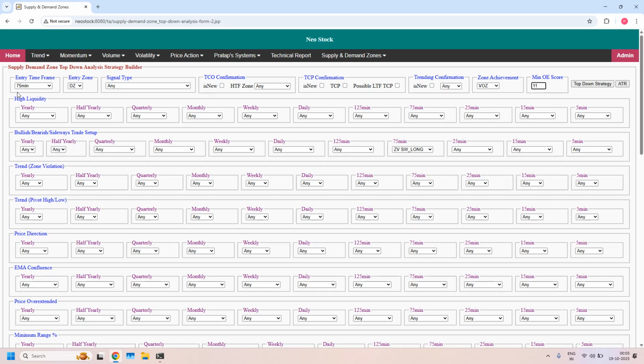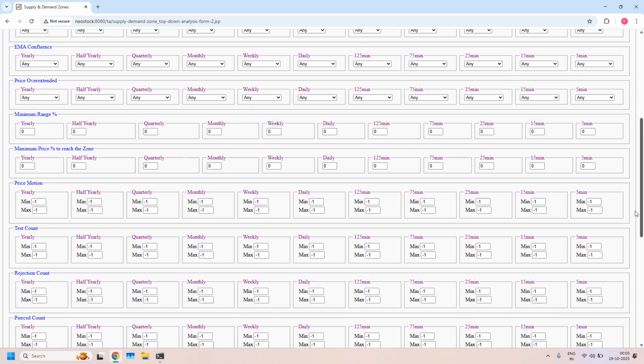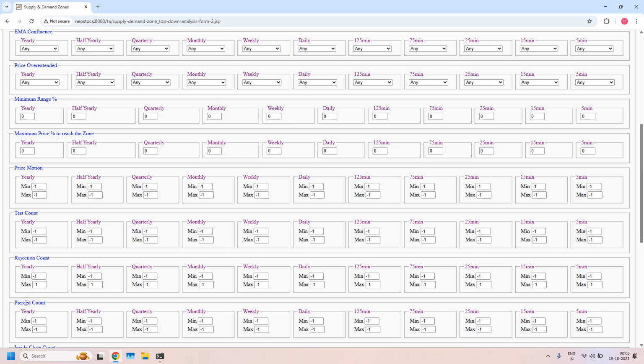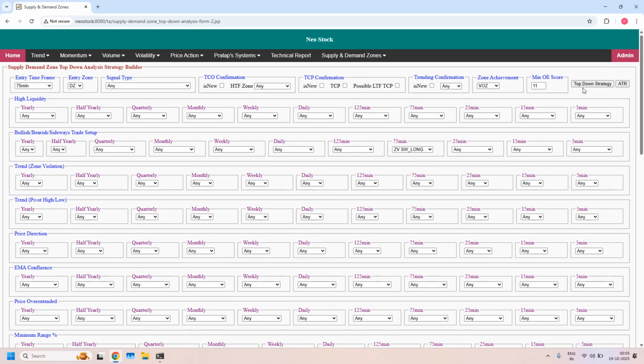Only daily time frame I allowed. For the 75 minutes demand zone, we don't want pierced zones. So that's why in the pierced count at 75 minutes time frame, I am setting minimum value 0, maximum value 0. That means pierced count should be 0. Pierced count 0 means the zone is not pierced. Which zone? Whatever you select here. Now currently I selected 75 minutes demand zone. So the 75 minutes demand zone should not be pierced.